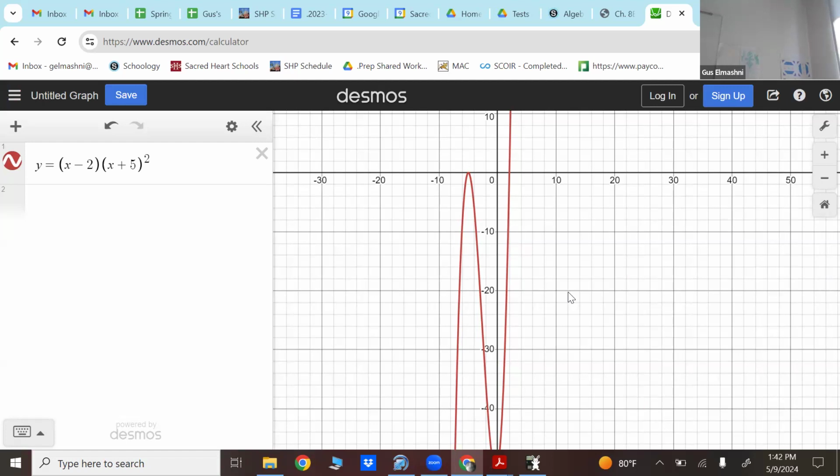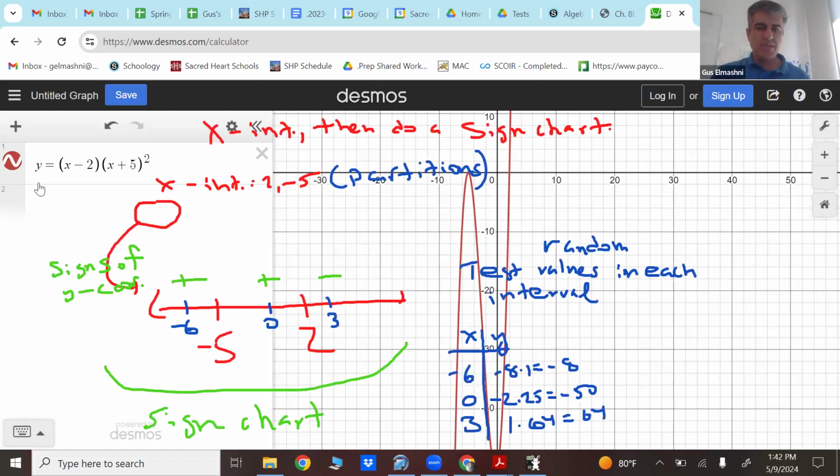Let me bring back the sign chart. Oh, wait one sec. Oh my gosh. I'm sorry, guys. I totally mixed this up. I meant to say negative. My apologies. Oh my goodness. My apologies. That was terrible.